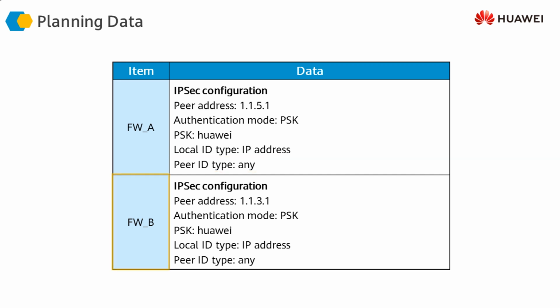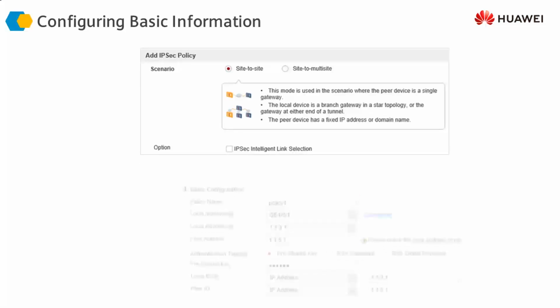Similarly, on firewall B, we are going to be using the peer address of 1.1.3.1. The authentication mode is pre-shared key, the key value is Huawei, and once again the local ID type is IP address, and the peer ID type can be any, but we can also use IP address if we want. In this scenario it doesn't make any difference. So this is the configuration.